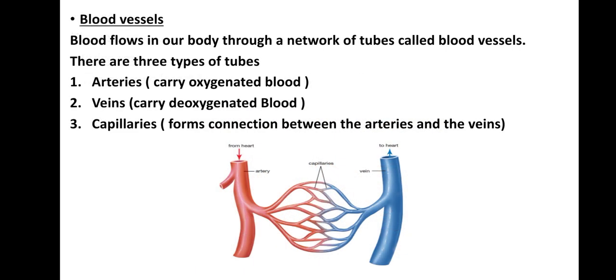Blood vessels. Blood flows in our body through a network of tubes called blood vessels. In our body, there are 3 types of tubes: arteries, veins, and capillaries. Arteries carry oxygenated blood. Veins carry deoxygenated blood. Capillaries form connection between the arteries and the veins.